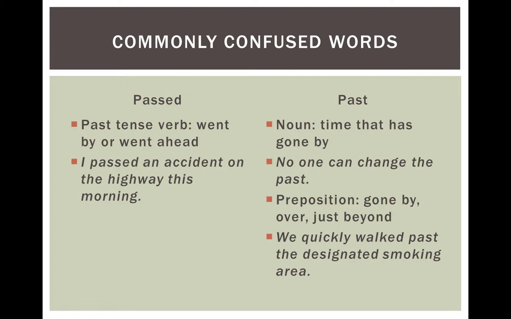The key in the second sentence is that the action word of this sentence is not "past." The action word is "walked." What that word "past" is helping us do is indicate where I was walking. I was walking past this area that I didn't want to linger in.